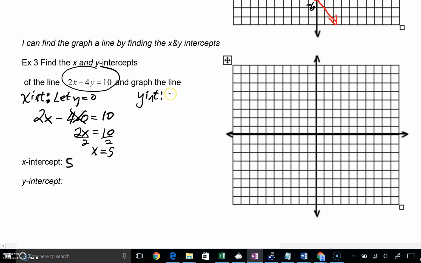Obviously, what equals 0? X. You always let the opposite variable equal 0. So it's 2 times 0 minus 4y equals 10. This wipes out. Kids will say, well, that's a fraction. Yeah, Alex will have more than its fair share of problems where you're going to get fractions for answers.